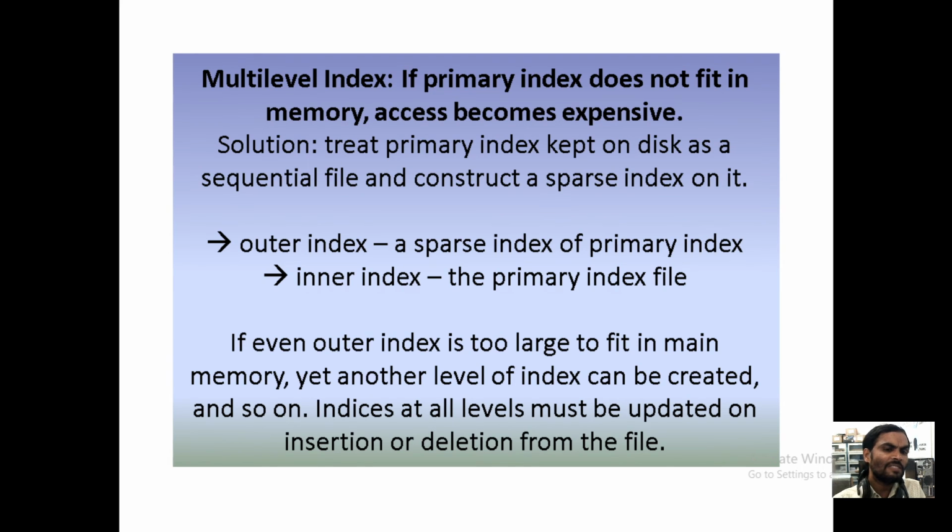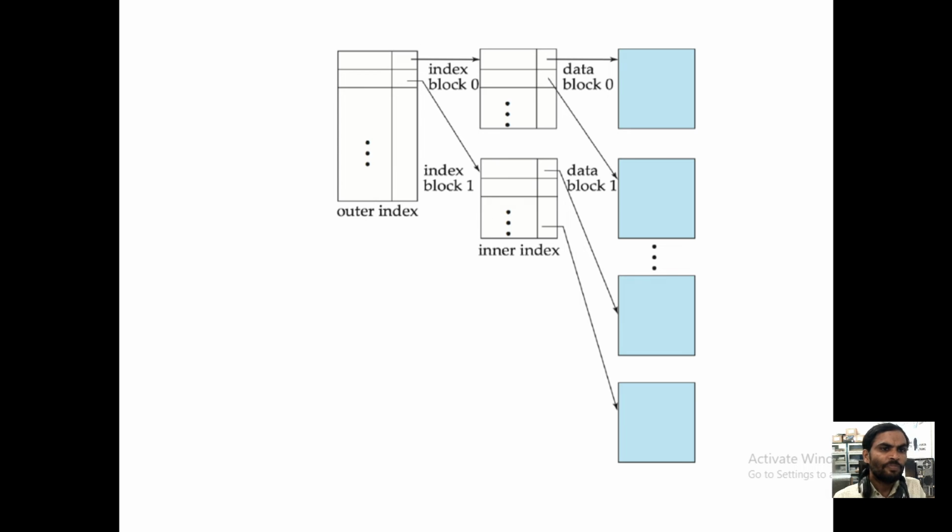The outer index we are considering as the sparse index of the primary index. For the inner index we are considering the primary index. I have given the diagram here. See here, if you are taking the outer index, there will be an outer index, an inner index, and we have blocks or buckets.